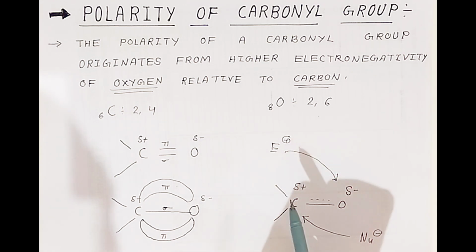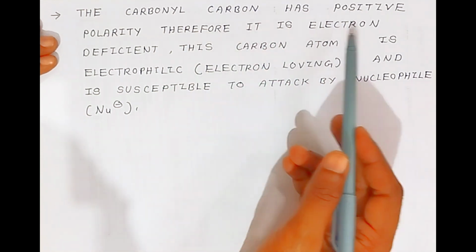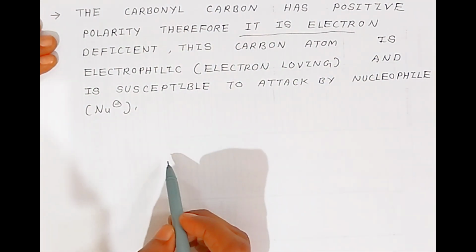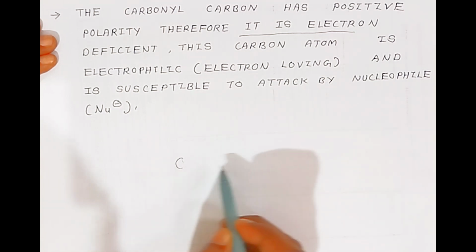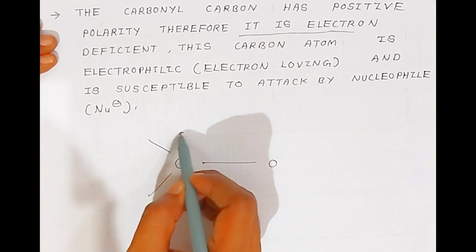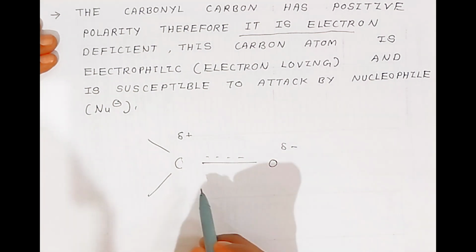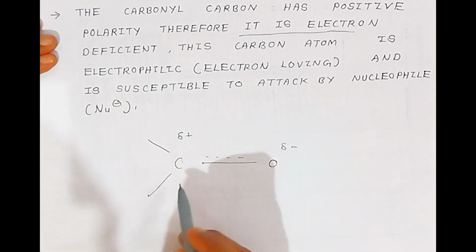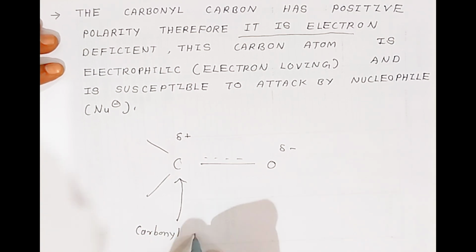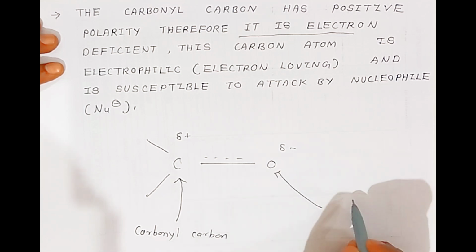which is present in aldehyde and ketone and carboxylic acid, both having the carbonyl group. So that way we are going to see the reactivity. Carbon has positive polarity, it is electron deficient. When we are talking about carbon and oxygen, here the carbon will be electron deficient because we have shown it is delta positive and here it is delta negative. This is called the carbonyl carbon. This whole is your carbonyl and this is the carbonyl oxygen.